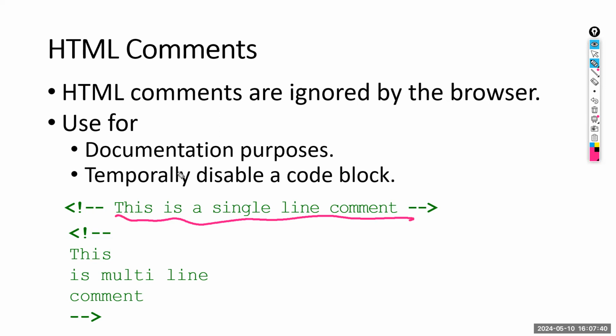Basically that is for your documentation purposes and some hints and so on, so that later you know the reason for that particular part of the code. So how do you write it? Exclamation mark, minus, minus, then your comment, and then minus, minus, greater than. It can be single line or multi-line. Okay. So that is how you write comments in HTML.